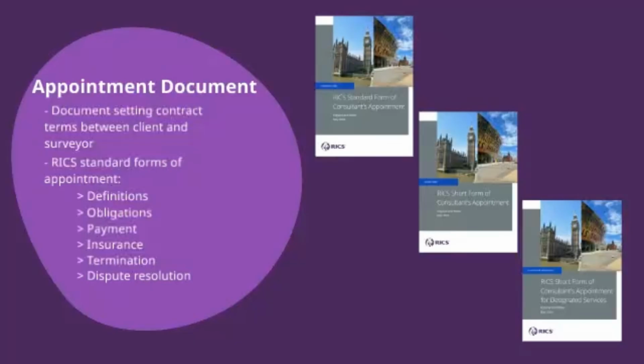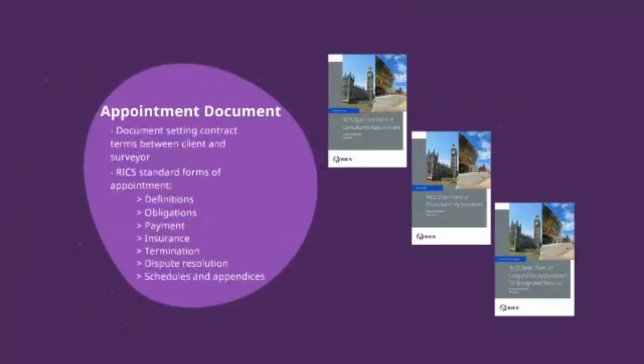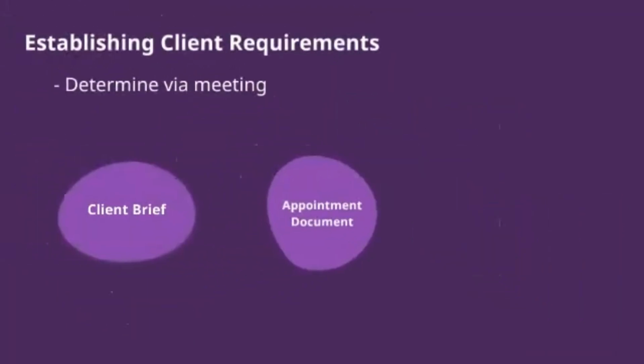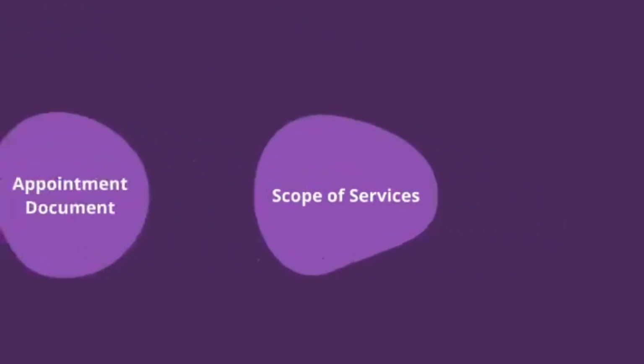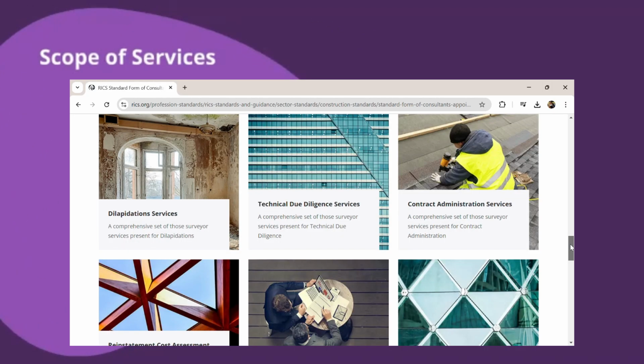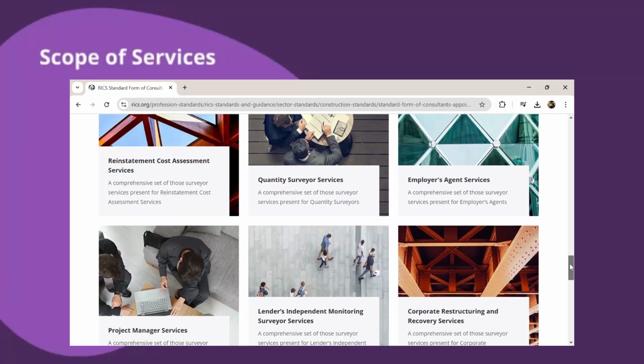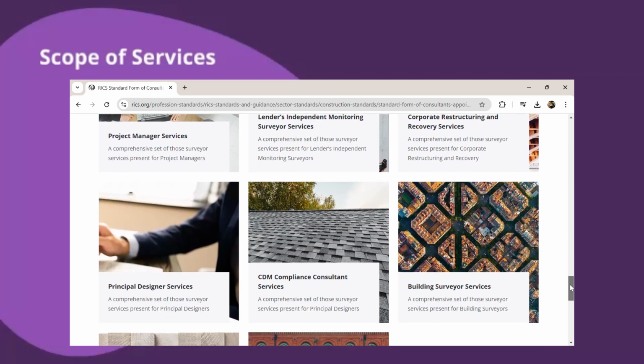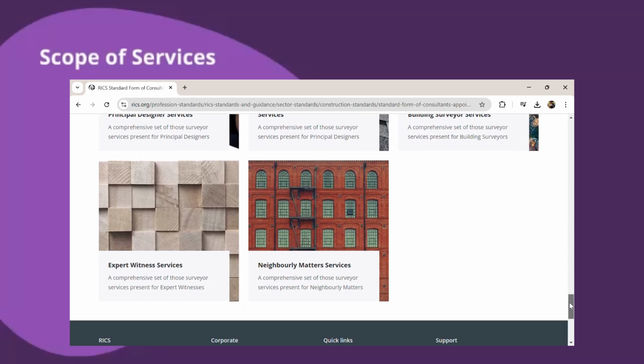The standard forms of appointment also include schedules and appendices at the end, where other key documents can be included in the agreement. One example of a key schedule to the appointment document is the scope of services, and the RICS has produced lists for different surveying disciplines, including technical due diligence, quantity surveyor, employer's agent and contract administration, project manager, and building surveyor services.